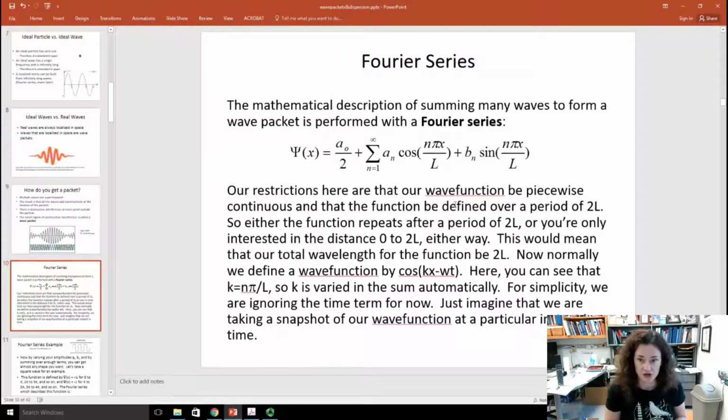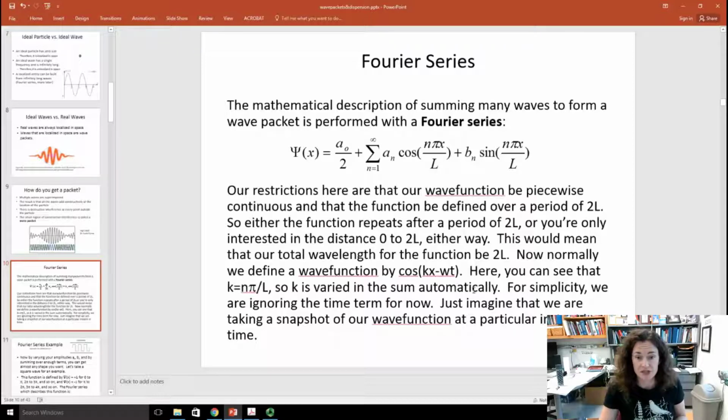Now our restrictions here are that our wave function be piecewise continuous, and the function has to be defined over a period of 2L. So what that means is that either the function repeats after a period of 2L, or you're only interested in that 2L range either way. So this would normally mean that our total wavelength for the function is 2L. Now normally we define a wave function like cosine of kx minus omega t. And here you can see that k is our wave number, and that's equal to n pi over L in this Fourier series, right? Cosine of kx, and here k is n pi over L. So what that means is that our wave numbers are varied in that sum automatically.